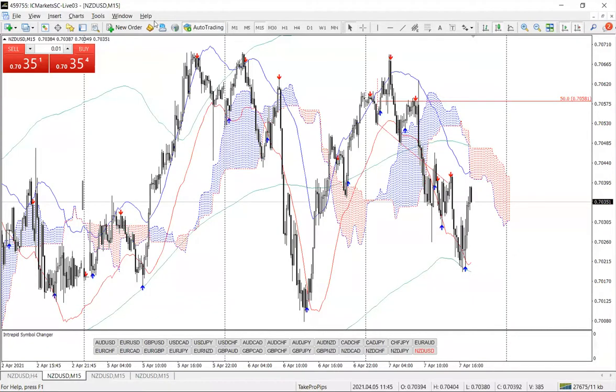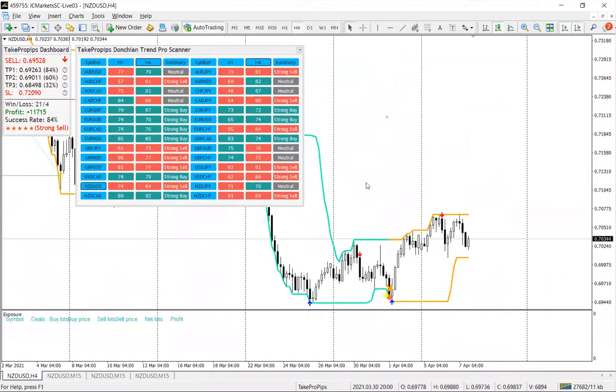All right, so let's start sharing the screen. So this is today's trade on the New Zealand US dollar. I start with looking at the probabilities. As you can see here, the probability for the trade to reach its target is 84%, which is above my 80%.